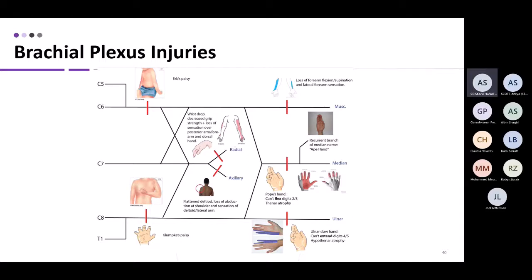And this is really confusing because the diagrams look very similar. Whereas with your ulnar claw, you can't straighten your fourth and fifth digits, but you can straighten your second and third. So just remember, ulnar claw, because it's on the ulnar side, it's a clawing of your last two digits.